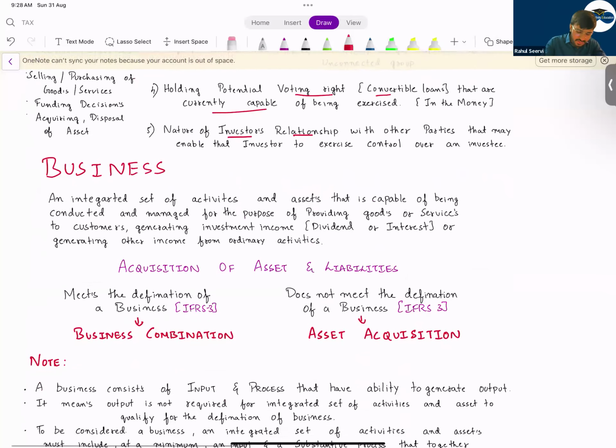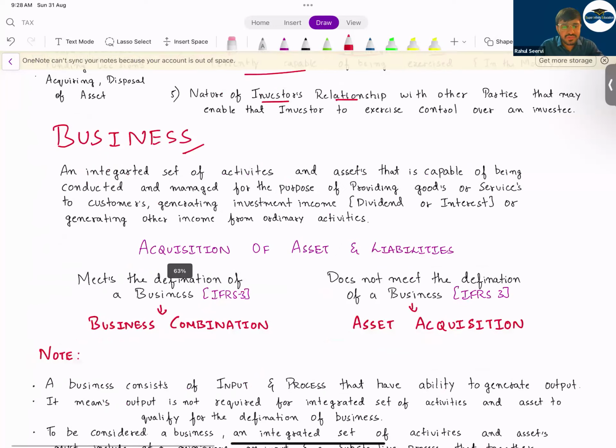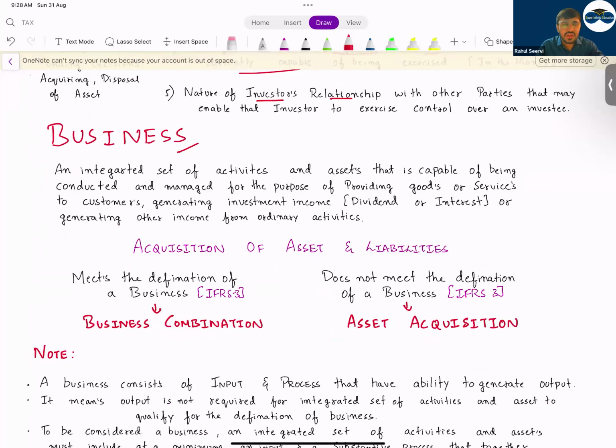Then coming to the next important theory question, business. Whether the company which we have acquired is a business acquisition or an asset acquisition. If it's a business acquisition, we follow IFRS 3 and IFRS 10. If it's an asset acquisition, the company will normally record that we have purchased an asset. So what does a business mean?